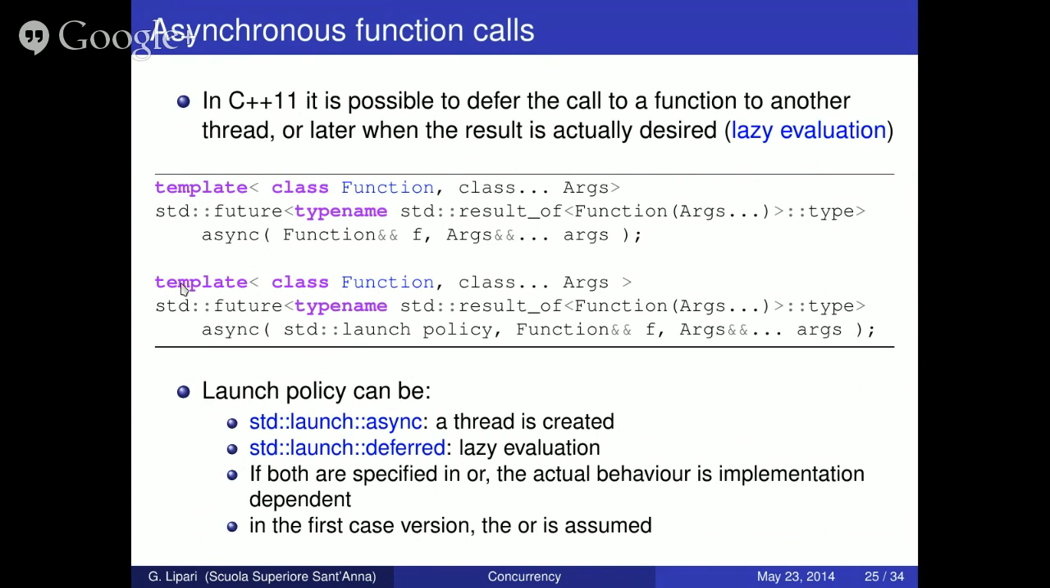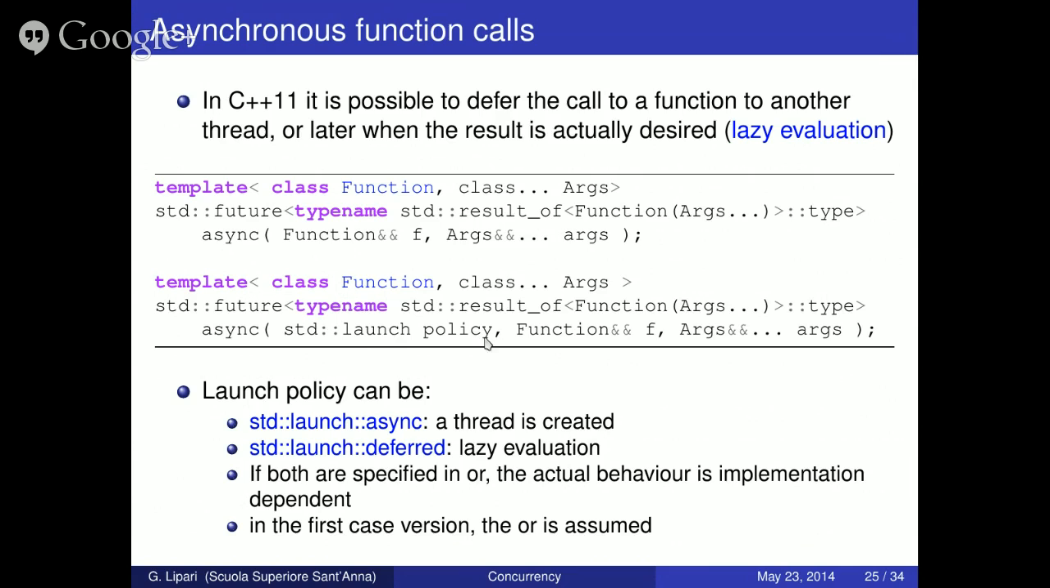There is a function called async that is used for launching asynchronous code in C++. Asynchronous code can mean two different things. It can mean that I want to run this function in a separate thread, or I want to run this function later on when I really need it, if I need it. In that case, this is called lazy evaluation. Okay? So there are two options. The first one and the second one.